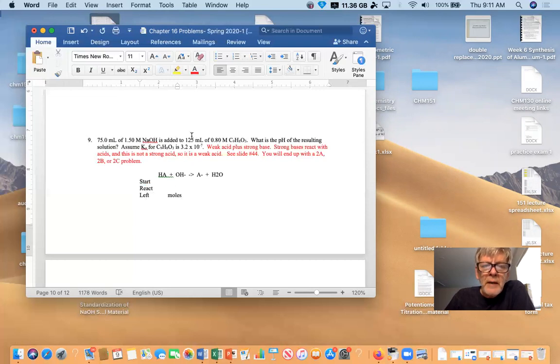So again, it starts out looking a little bit different, but it's going to be finishing the same 3 possible ways. A buffer, because you got these 2 things, a weak base because all you have is this, or a strong base because you have some of this extra.